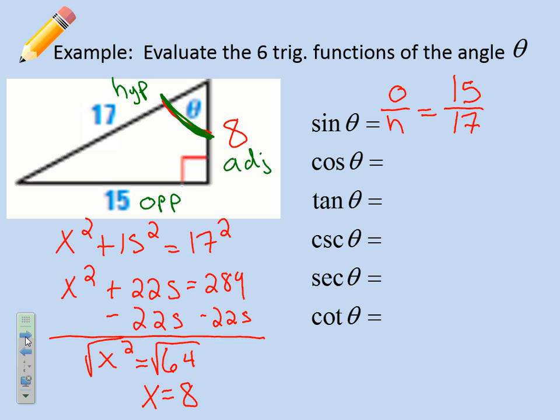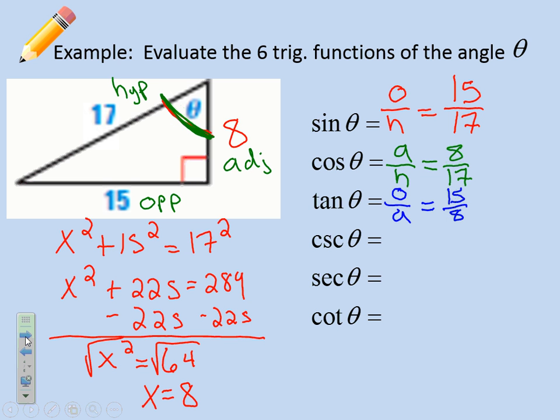And there's our answer. For this next one, we're doing cosine. To find cosine, it's adjacent over hypotenuse. So our adjacent to that angle is 8 over our hypotenuse, which is 17. Now, tangent is opposite over adjacent. So opposite is 15 over adjacent, which is 8. Now, here come our 3 new ones.